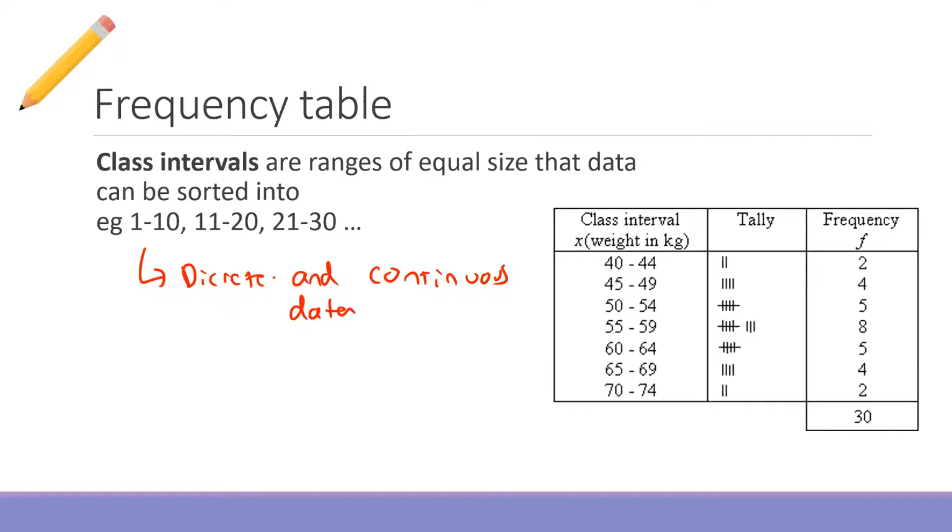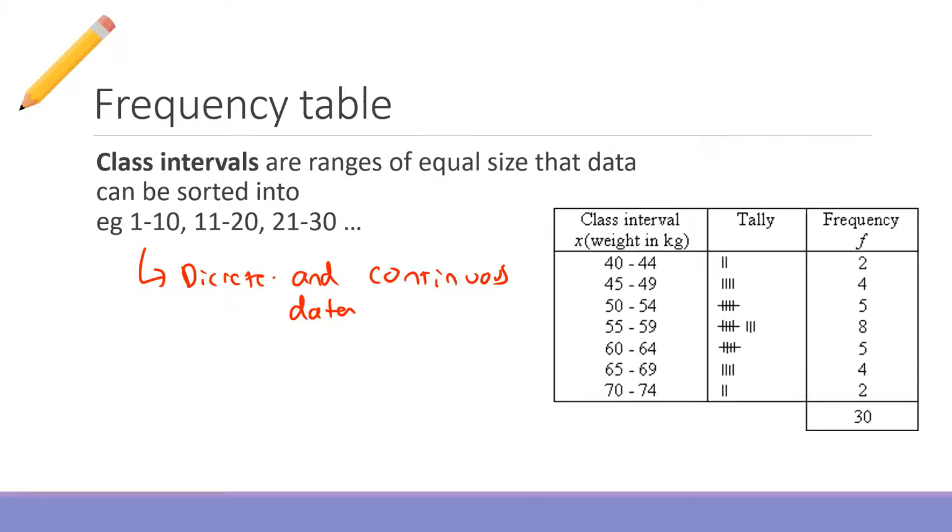Now you can see on the right, by the way, these are broken up into groups of 5. 40 to 44 is a group of 5. 45 to 49 is a group of 5. 50 to 54, that's a group of 5. You could break these up into 10, like the example I gave, 1 to 10, 11 to 20, and so on and so forth. So there are just different ways here.